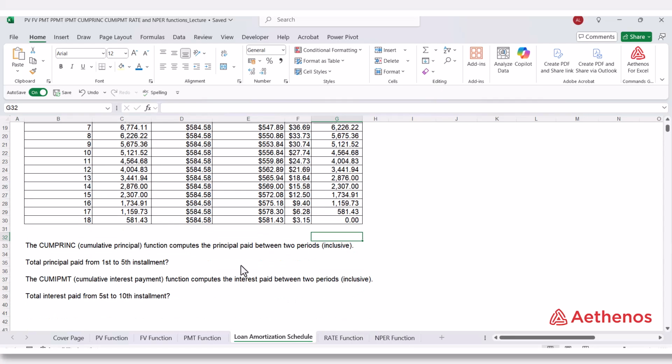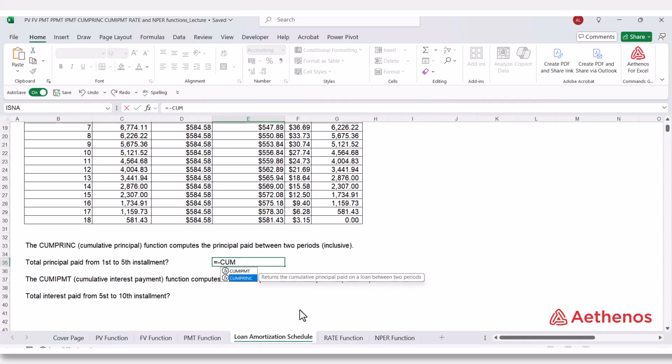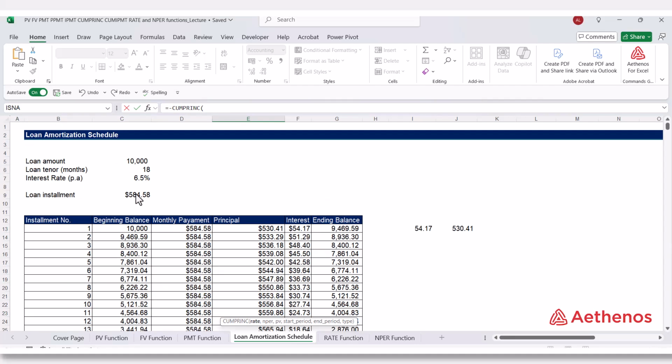If I want to calculate the total of these principal payments, I can use the cumulative principal function. I can type the function here to calculate the cumulative principal equals, and we start with a minus because the value comes as a negative value, cumulative principal, and we need to select the rate, 6.5 divided by 12, and then the number of payments, which is 18, and the present value is the loan amount, 10,000, and the starting period I can give 1, and the ending period is installment number 5, so I could put 5 there, and then the payment type is end of the period, so I can put 0.